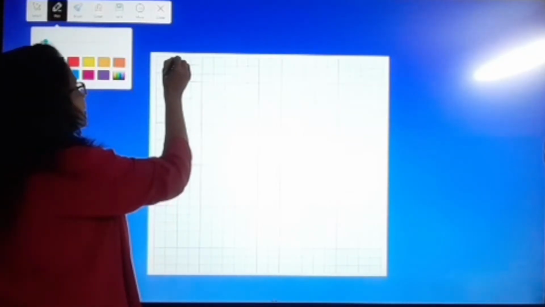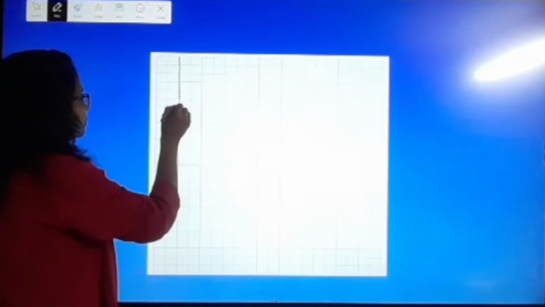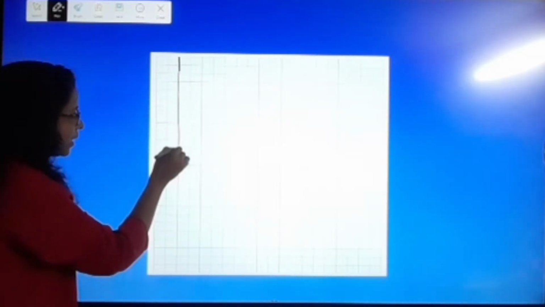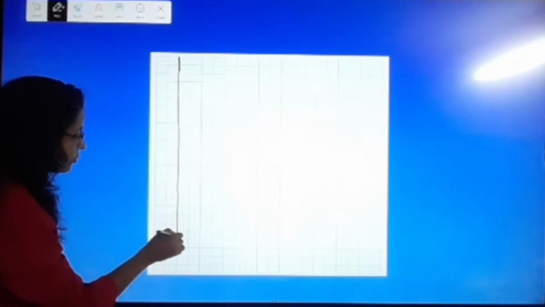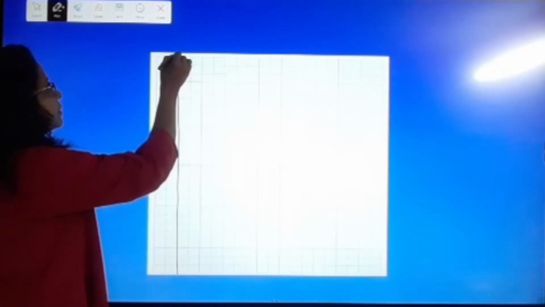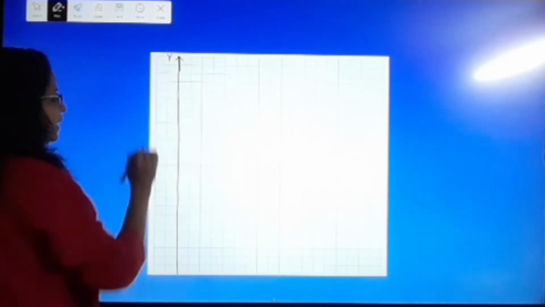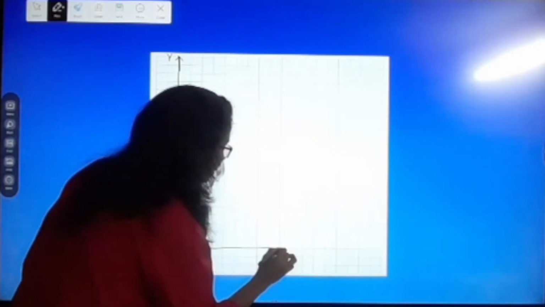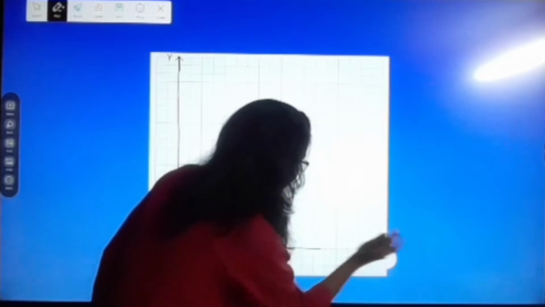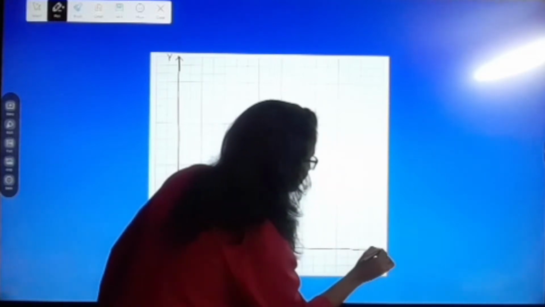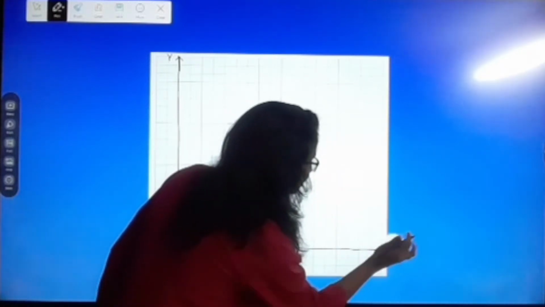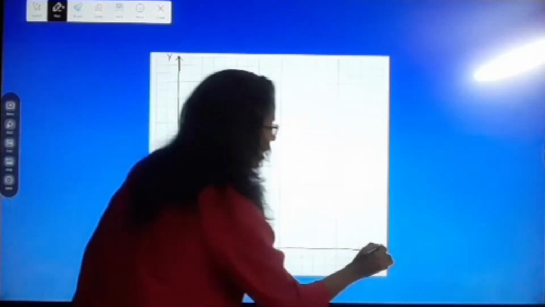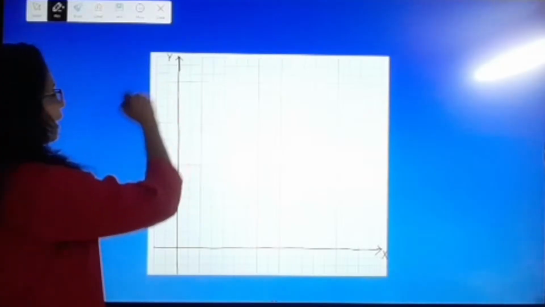Okay, so first I draw. So this is the y-axis. Here y-axis, and this will be the x-axis. Okay, this will be the x-axis. Here I write down the x-axis and here y-axis.